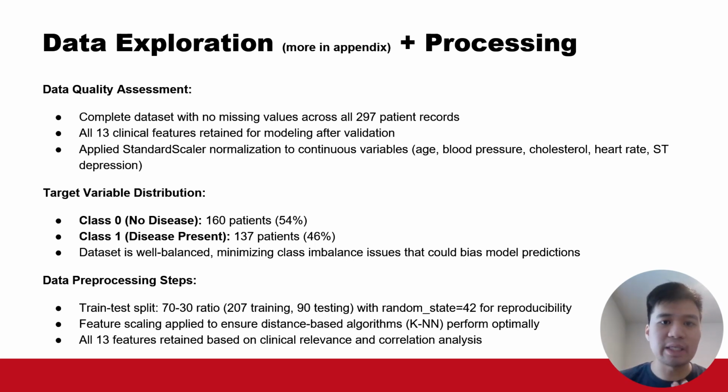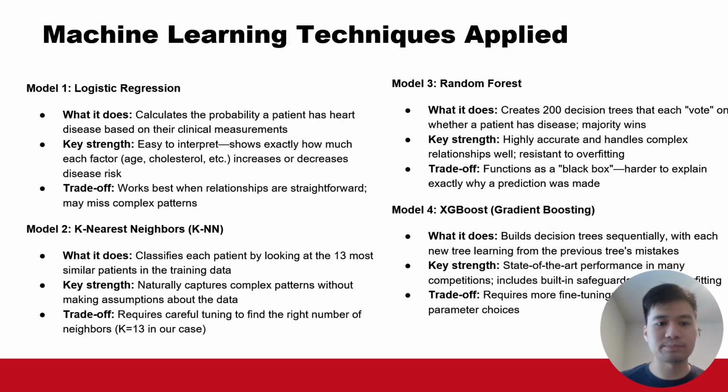But the key takeaway from my EDA is that features like thalassemia type, the number of major vessels, the maximum heart rate, and chest pain type showed the strongest correlations with heart disease. Okay, now that we understand the data, let's talk about the modeling approaches that I used. I tested 4 different machine learning models to find the most accurate method for predicting heart disease, and let me walk you through each one of them.